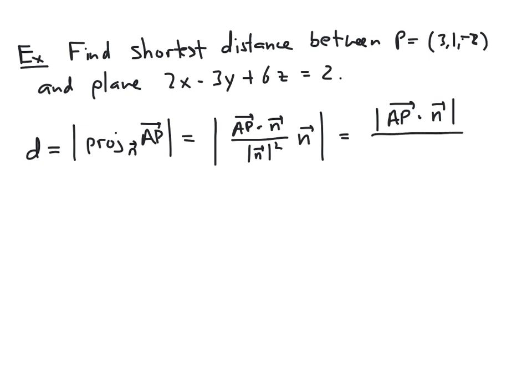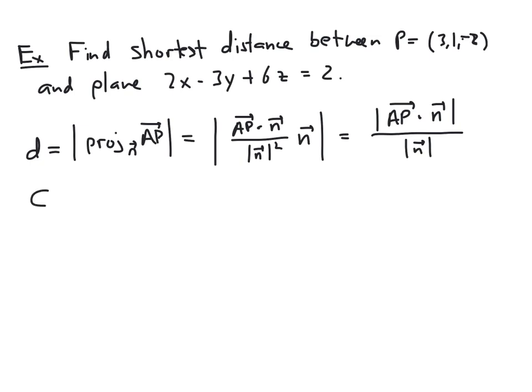And then we have the norm squared in the denominator. That's just a number, but then we're also taking the norm of n here, so we end up with just the norm of n, or the magnitude of n. There. And so this is the distance that we want to compute. We have to pick a point A in the plane. We are given point P, and the vector n we're not directly given, but we can read it really quickly from the equation of the plane.